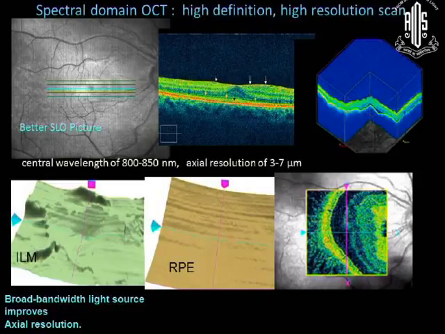So I will skip the time domain and all, because what most of us would have by now is the spectral domain OCT. This gives a very high definition, high resolution scan. We have better SLO pictures. You can actually see the pathology, put your lesion. This is the conventional two-dimensional scan. We can have a three-dimensional scan. We can take slicing of each layer. This is the internal limiting membrane. This is the RPE, and study what is happening in these individual layers.